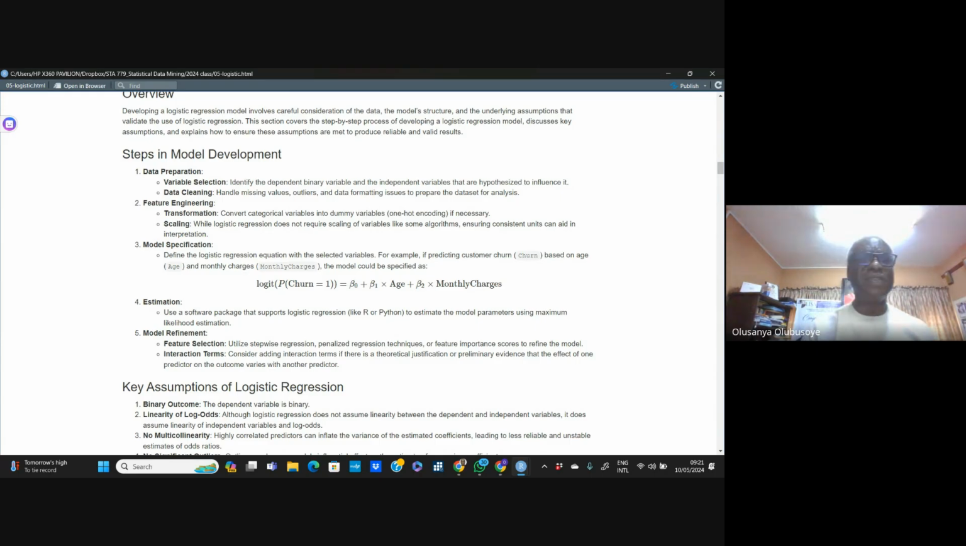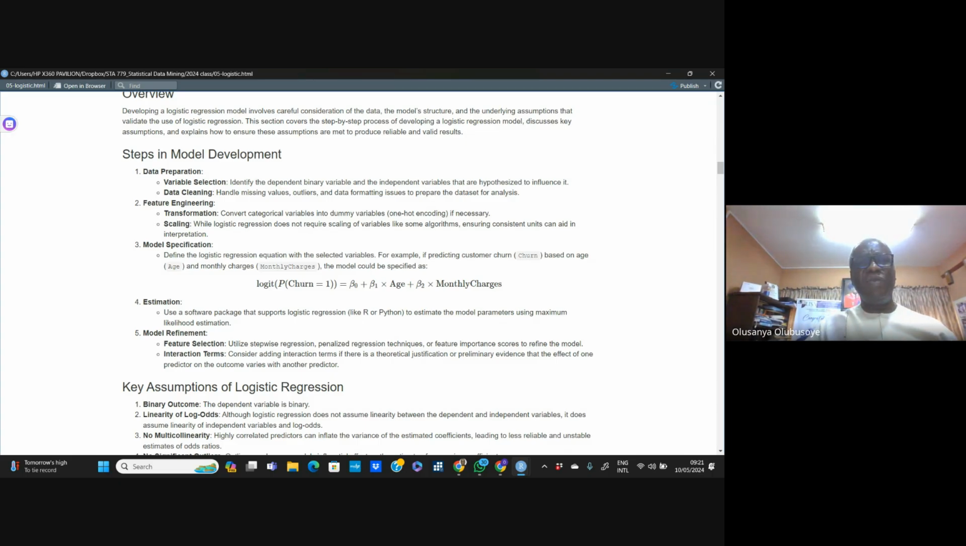Then we will do the scaling. The scaling might be to convert all the variables to have the same unit of measurement, so that we have consistent units. We can do that if necessary. It's not compulsory as far as logistic regression is concerned, but why not? Then we move to model specification.